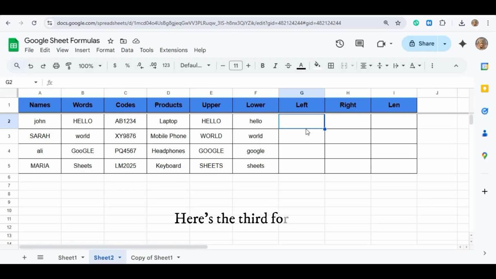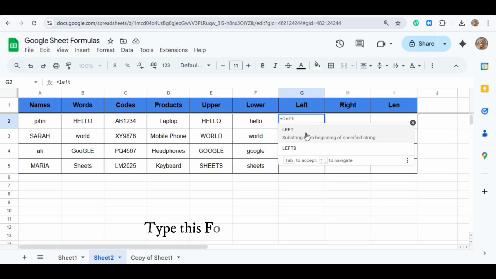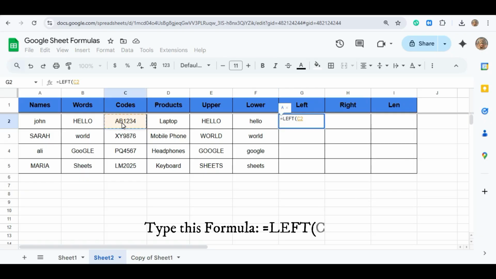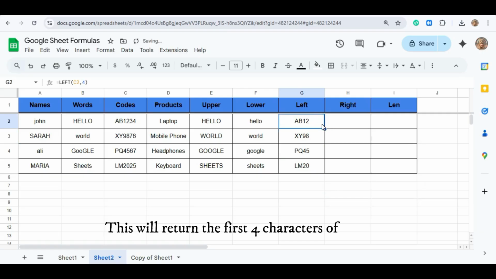Here's the third formula, LEFT. Extracts characters from the beginning of a text. Type this formula. This will return the first 4 characters of the text.